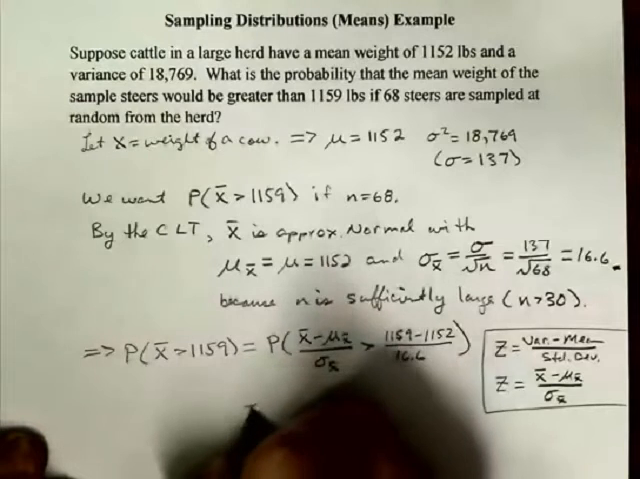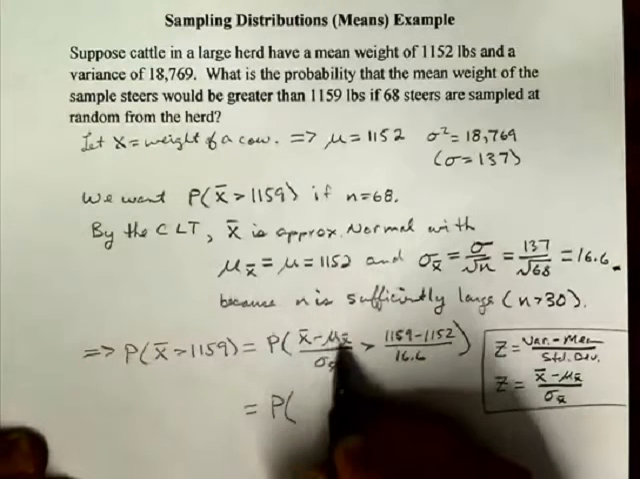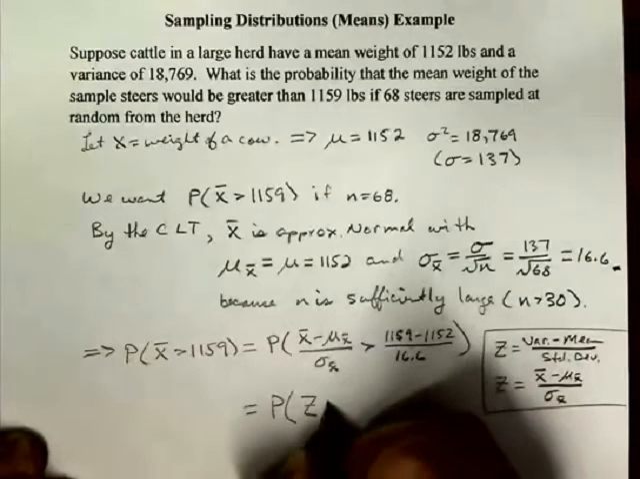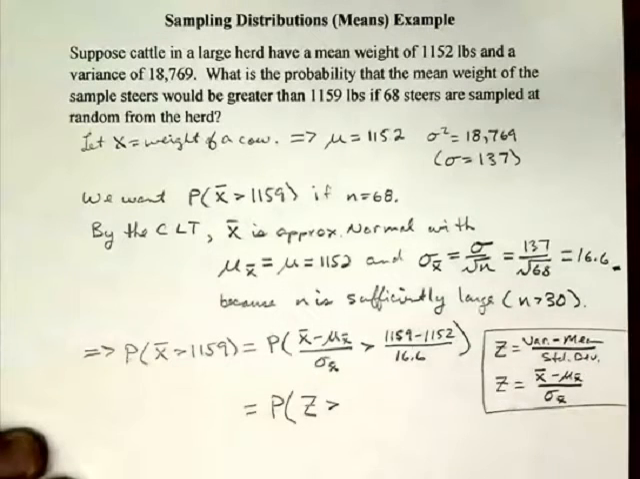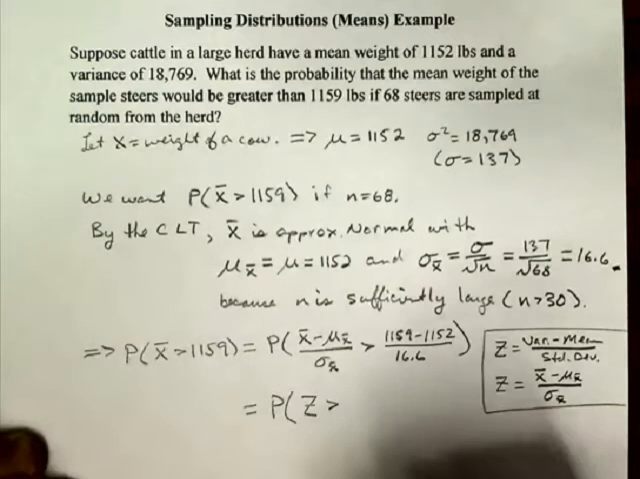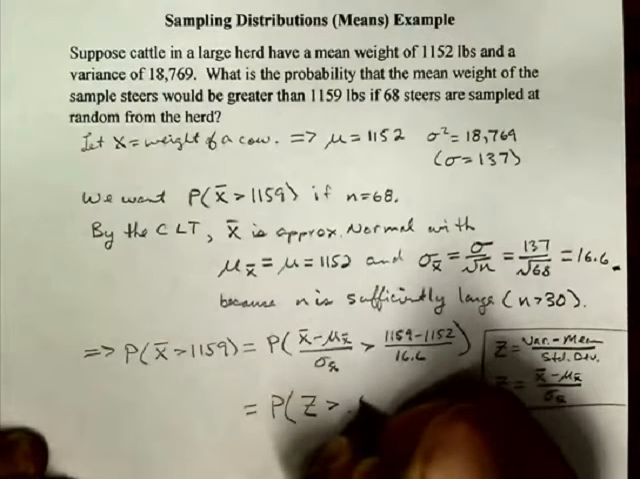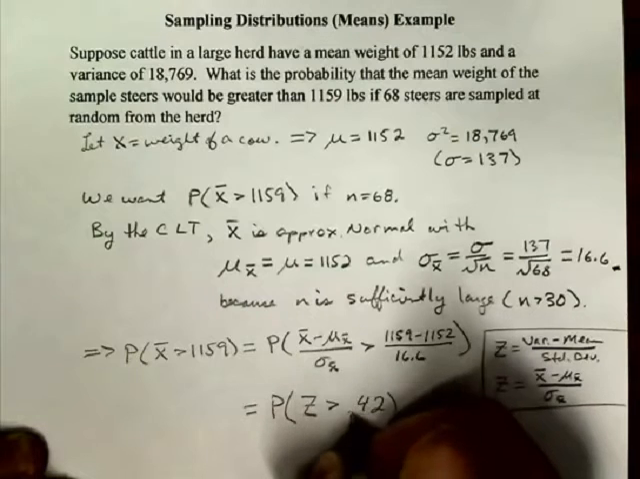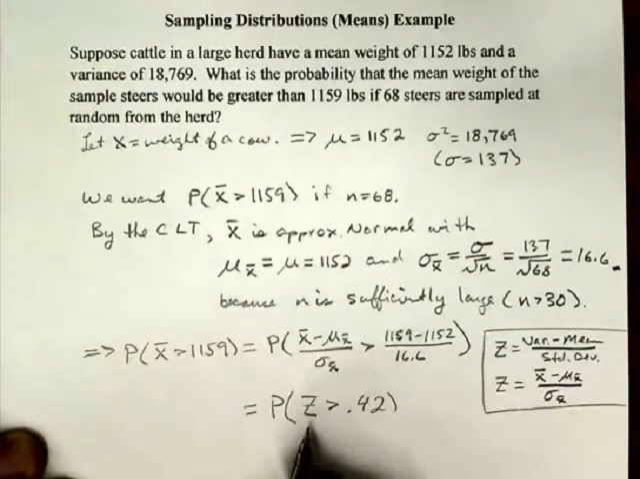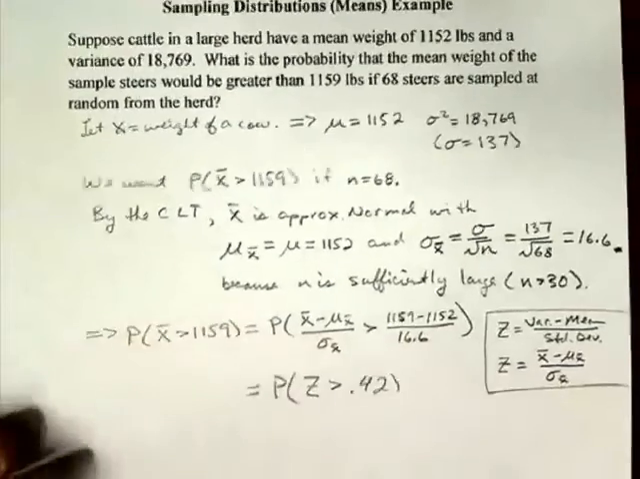Okay, so now what I have here is this equals a probability. This now becomes a Z, a standard normal variable, and that's the probability that Z is greater than, let me do this computation here, 1159 minus 1152 equals 7. 7 divided by 16.6 is 0.42. Okay, so now I just need the probability that a standard normal variable is greater than 0.42.